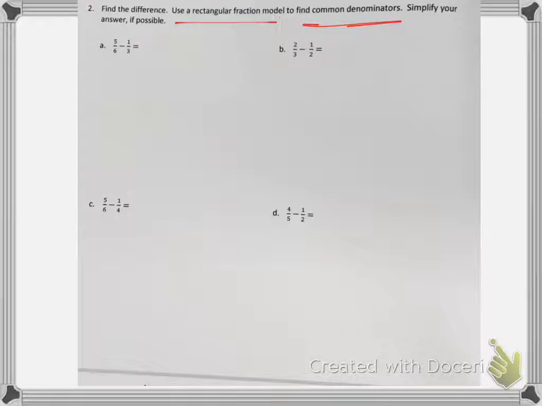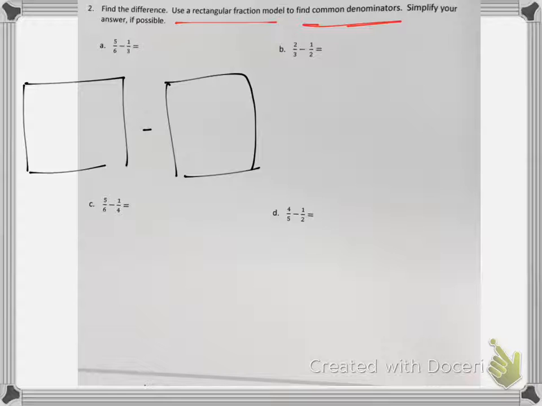So A states 5/6 minus 1/3. So we're going to draw our rectangles. I'm going to do mine nice and big. Again, they might use a separate piece of paper. It doesn't matter. Again, and like I said earlier, I like to start vertically. So 1, 2, 3, 4, 5. Make sure we partition this into 6. So 1, 2, 3, 4, 5, 6. And then we have 5 shaded.